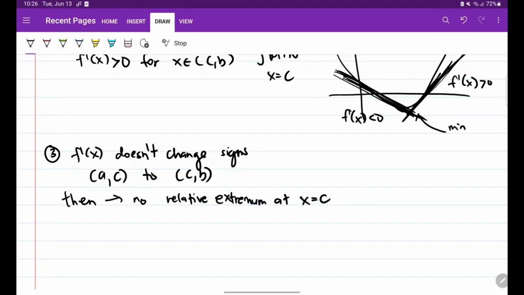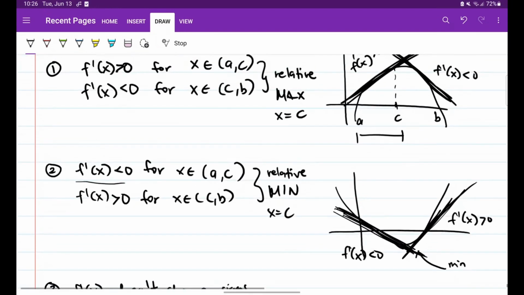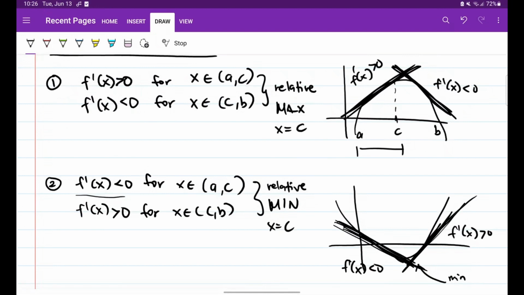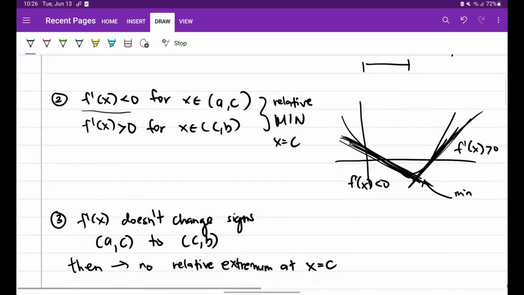Okay? So, again, if f prime of x is greater than 0 from a to c, then f prime of x is less than 0 for c to b, then meron ka maximum. Then f prime of x is less than 0 for x a to c. Then f prime of x is greater than 0 for x c to b. Then meron kang minimum. Then kapag walang nangyari, then wala kang masasabi and you have no relative extremum at x is equal to c. Okay?